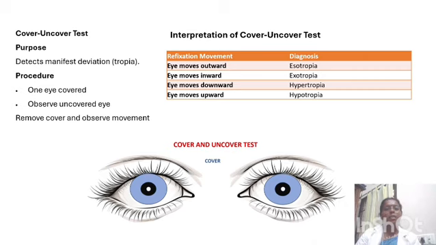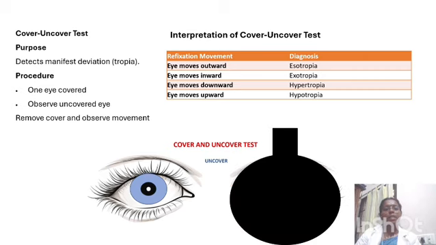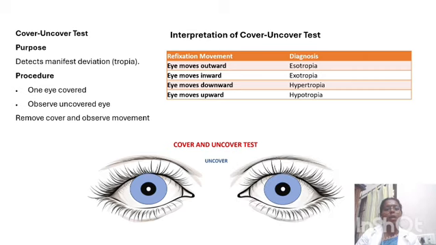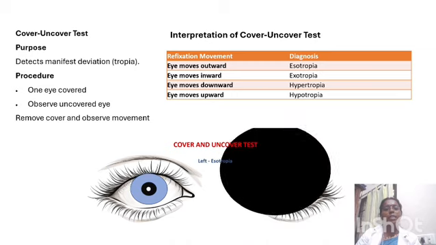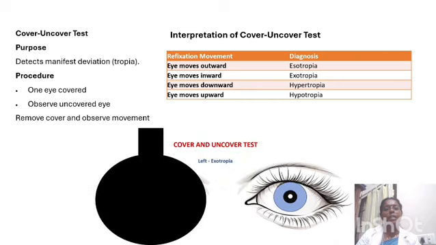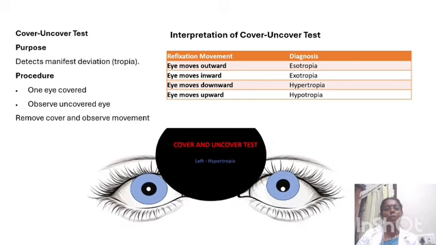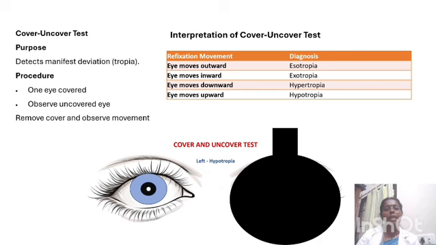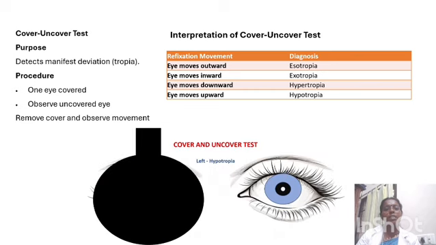In this video, the cover and uncover test is performed. Observe the uncovered eye while the fellow eye is covered. Any refixation movement indicates a manifest deviation, or tropia. The direction of movement identifies whether the deviation is eso, exo, hyper or hypotropia.